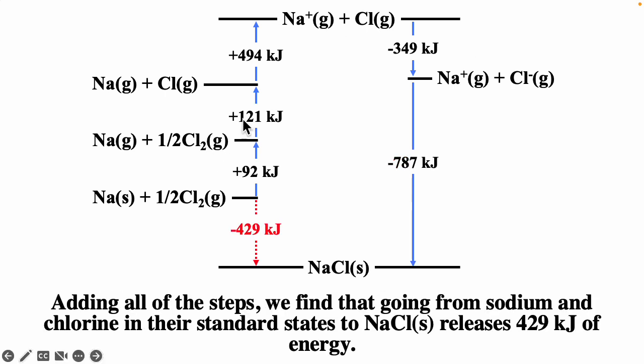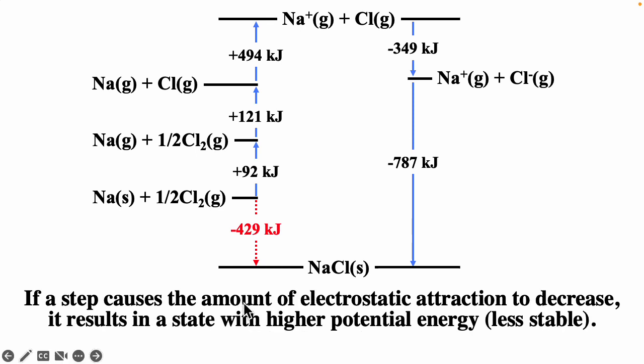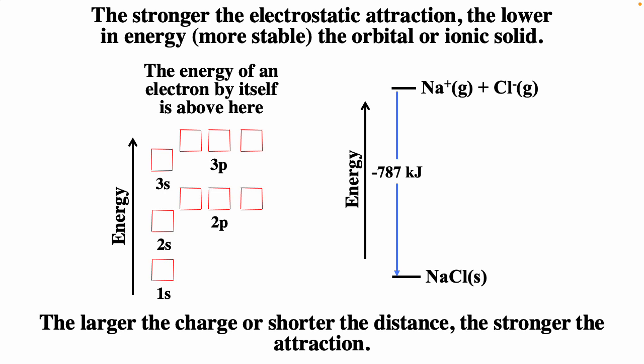Now, if you add up all these steps, we can see that there's a release of 429 kilojoules of heat if you went from sodium metal plus chlorine gas to sodium chloride solid. Again, this is not how sodium chloride is formed, but we can understand the energetics of the process. If the steps cause the amount of electrostatic attraction to decrease, it results in a higher potential energy. Again, the only difference between sodium ions and chloride ions in the gas phase and in the solid is that in the gas phase they're not interacting, so there's no ion-ion interaction. And so the stronger the attraction, the lower the energy, the more stable. And that's true if you're talking about ionic solids or if you're talking about electron orbitals.